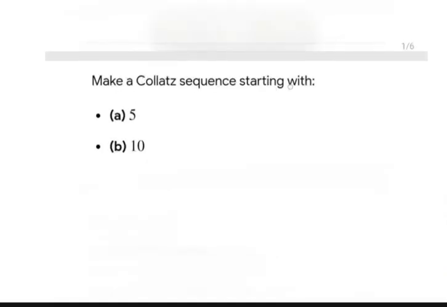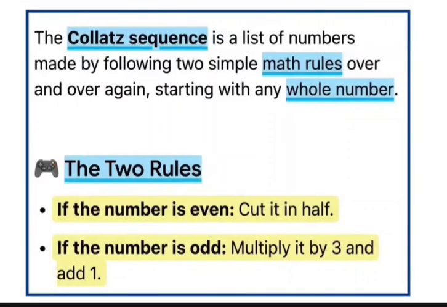Make a Collatz sequence starting with question number A, 5. Before starting this question, we have to understand what a Collatz sequence is. A Collatz sequence is a list of numbers made by following two simple math rules over and over again, starting with any odd number. Two rules are there. If the number is even, cut it in half, that is, divide by 2. If the number is odd, multiply it by 3 and add 1.